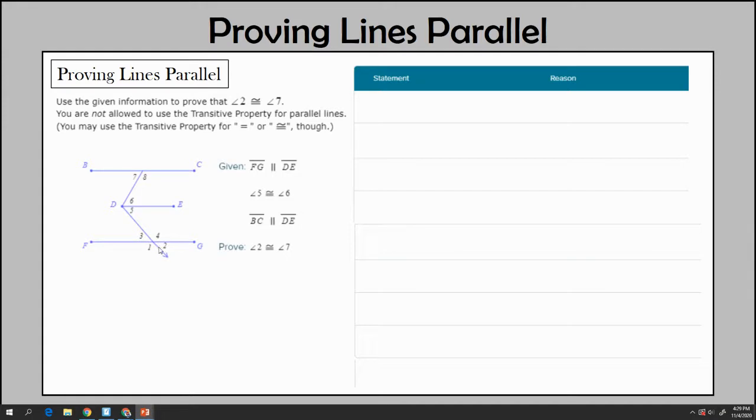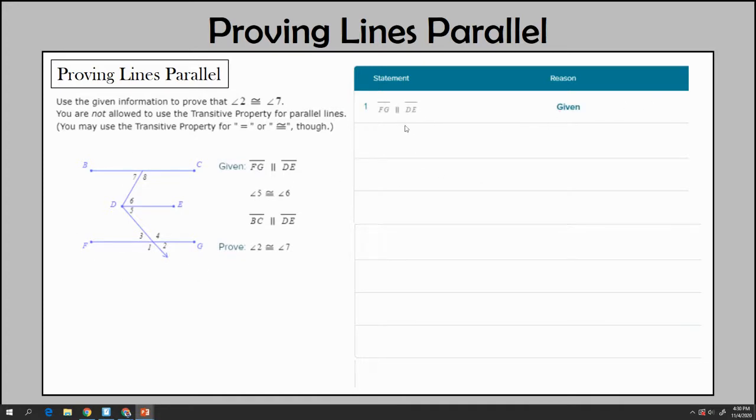These are alternate interiors. And we're told 5 is congruent to 6. All right, so we kind of step our way through it. If 2 is congruent to 3 and 3 is congruent to 5, then 2 is congruent to 5. If 2 is congruent to 5 and 5 is congruent to 6, then 2 is congruent to 6. And if 2 is congruent to 6 and 6 is congruent to 7, then 2 is congruent to 7. So that's like a big transitive process there. So that's how we're going to get to it, okay? Let's just go ahead and write it here.